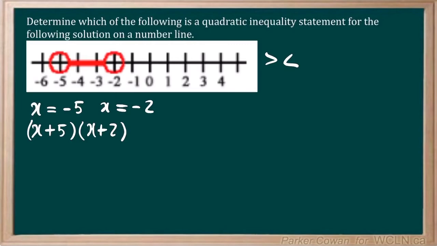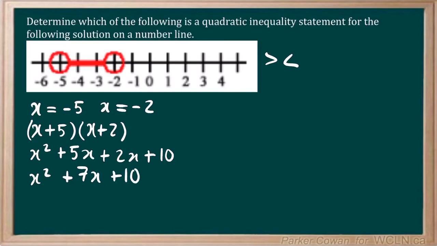So we have x times x, which is x squared, 5 times x, which is 5x, and then we have x times 2, which is 2x, and then we have 5 times 2, which is 10. And so we just want to finish simplifying this up. Okay, so now we're left with x squared plus 7x plus 10.